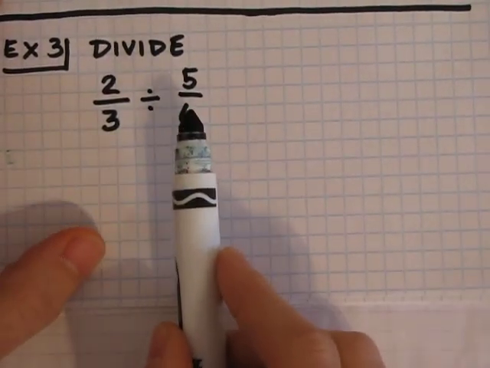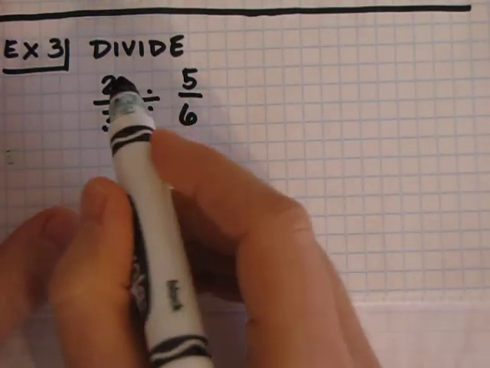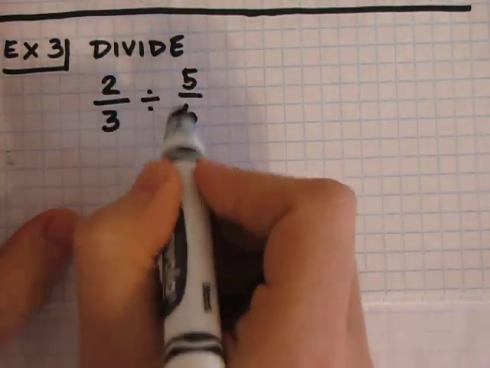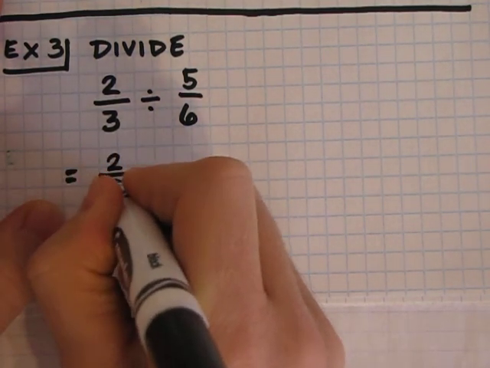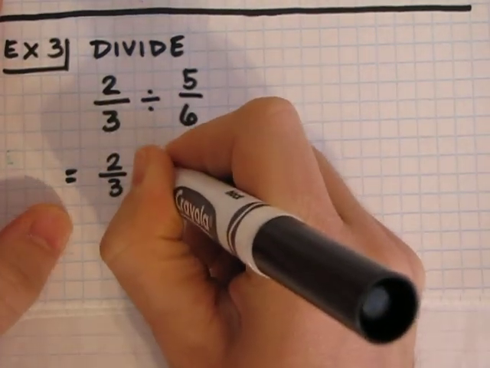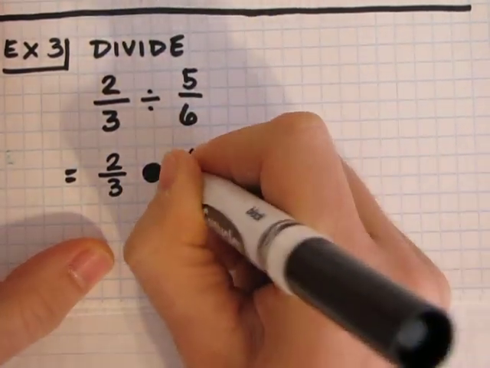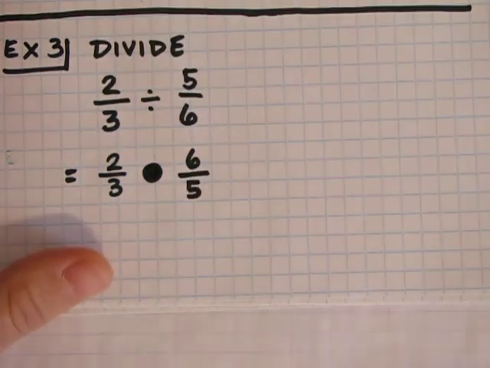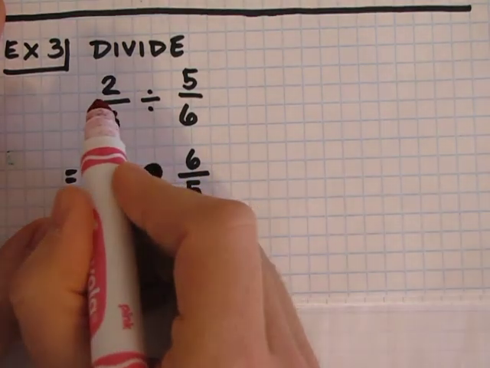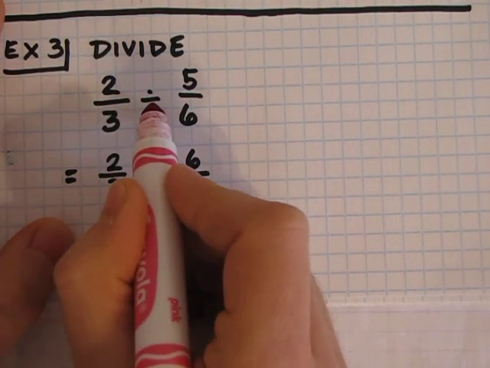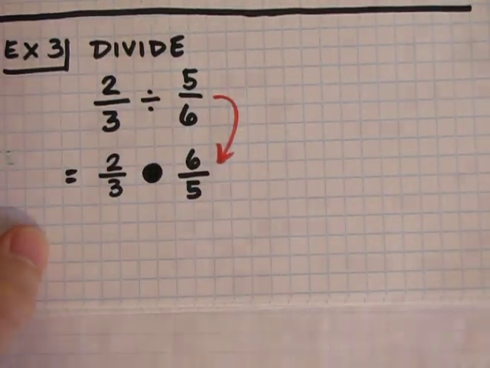The nice thing about division is that it's really just multiplication in disguise. When you're asked to take 2/3 and divide it by 5/6, that really means we want to take 2/3 and multiply it by the reciprocal of 5/6, which is 6/5. So the first thing we do is we freeze this, we change the sign, and we flip the second fraction so that we get this form.